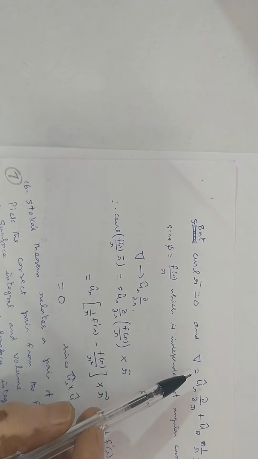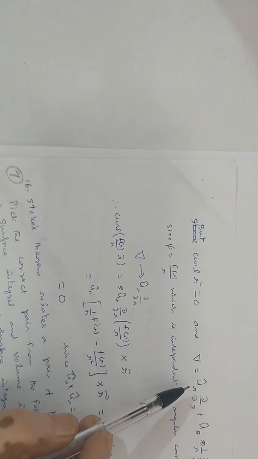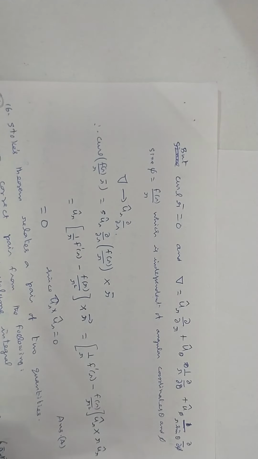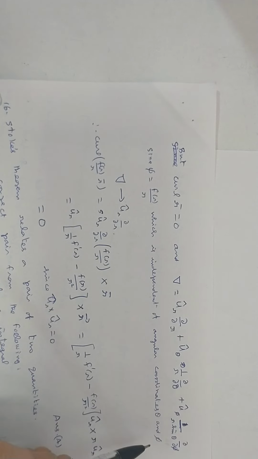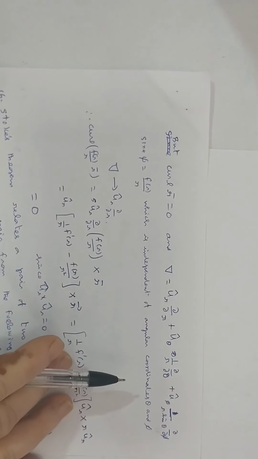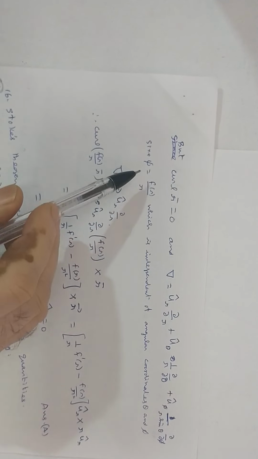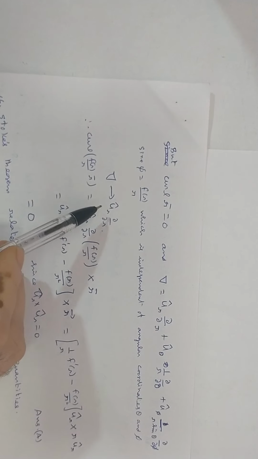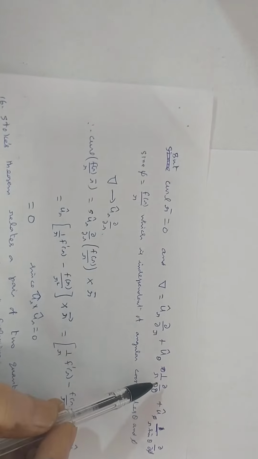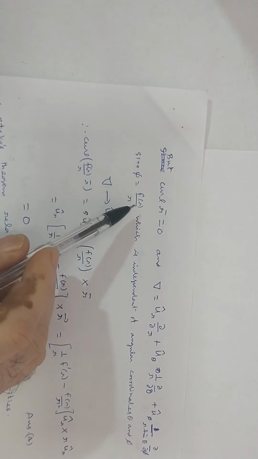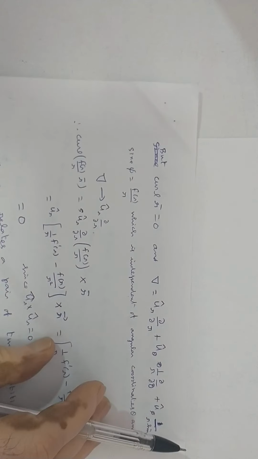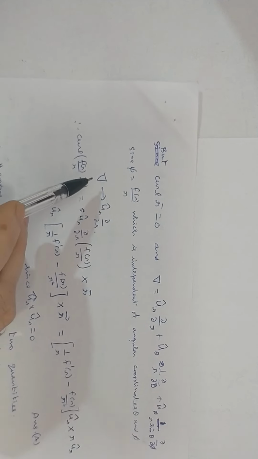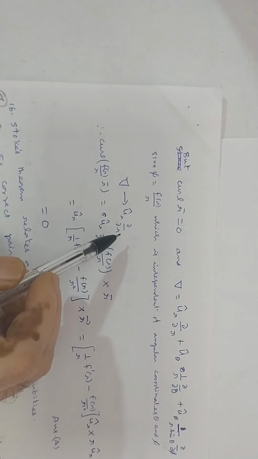The gradient in spherical coordinates is unit vector u suffix r d by dr plus u suffix theta 1 by r partial d by d theta plus u suffix phi 1 by r sin theta d by d phi. But since the function f of r divided by r is independent of the angular coordinates theta and phi, only the first term is present; the second and third terms are not. Therefore, the gradient is equal to u suffix r d by dr.